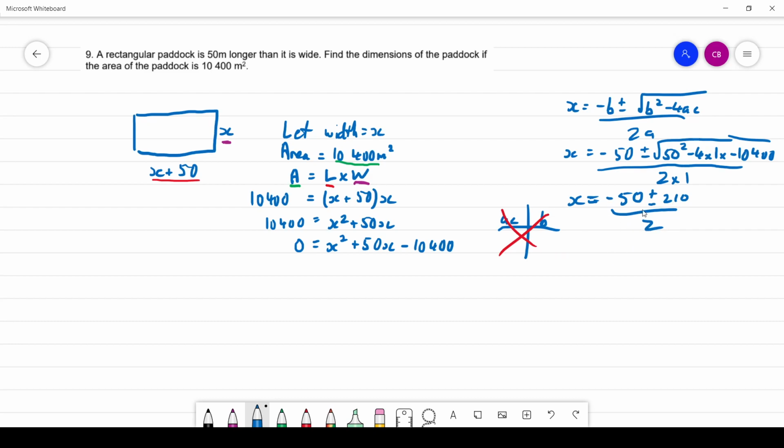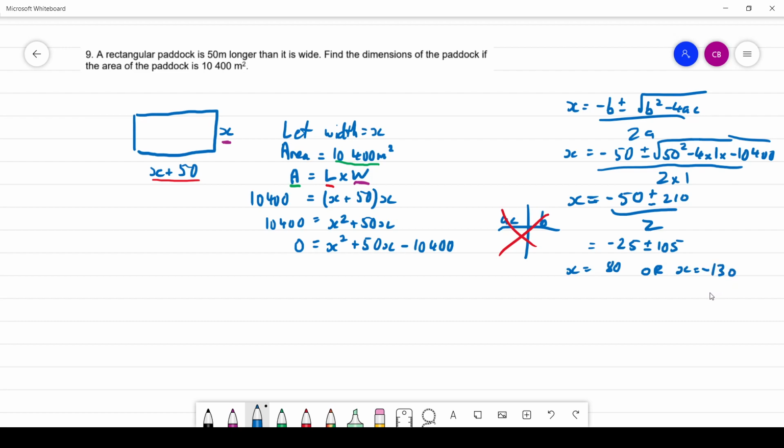So now we've got this. This isn't too bad. We can work this out. X will equal, I can divide both things by 2, so negative 25 plus or minus 105. Nice. Okay, well, let's work that out. So x will equal negative 25 plus 105. That will give us 80. Or x will equal negative 25 minus 105, which is negative 130.